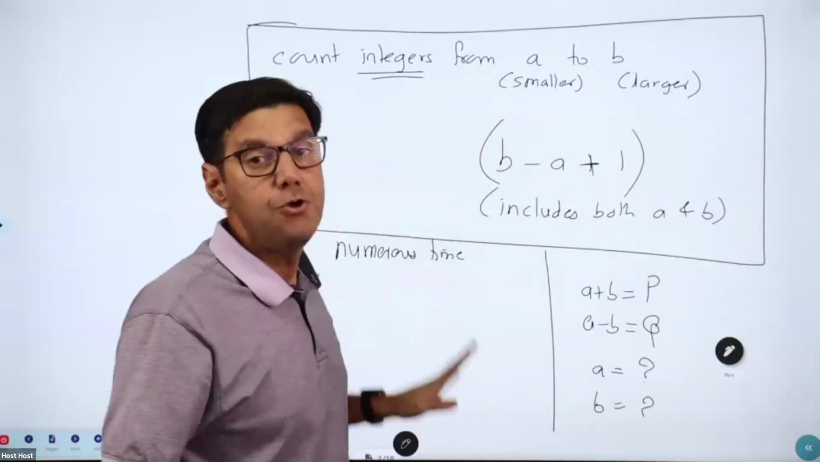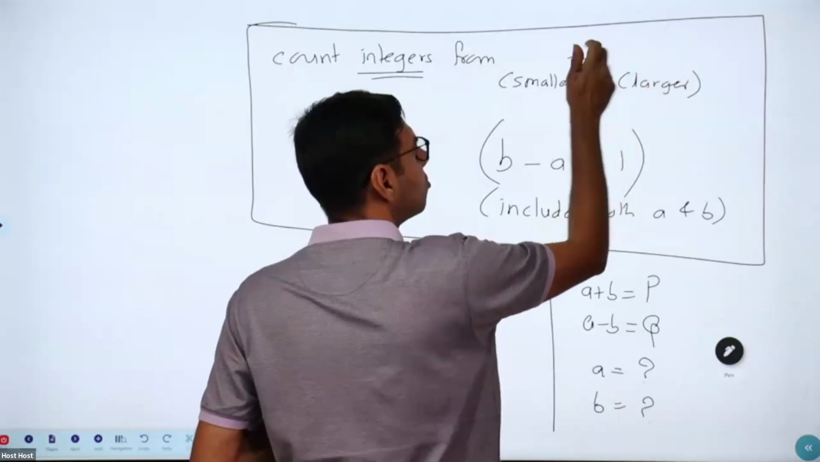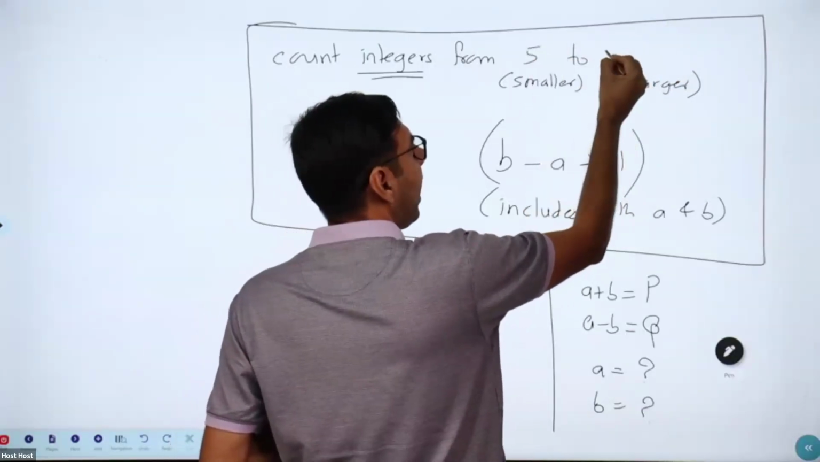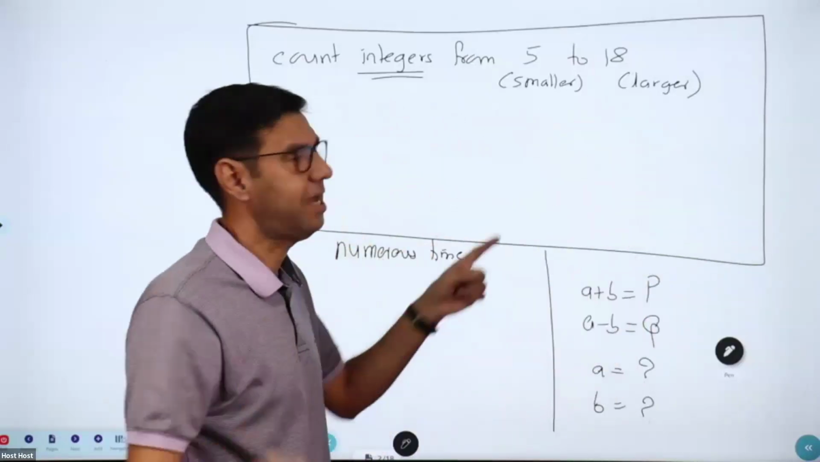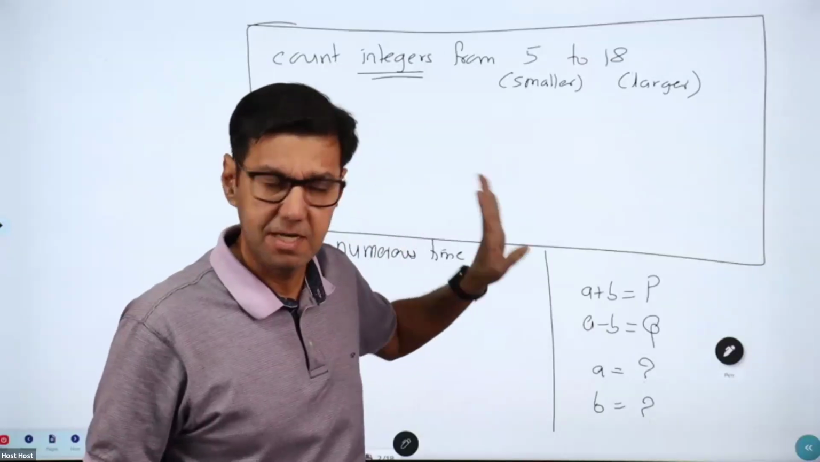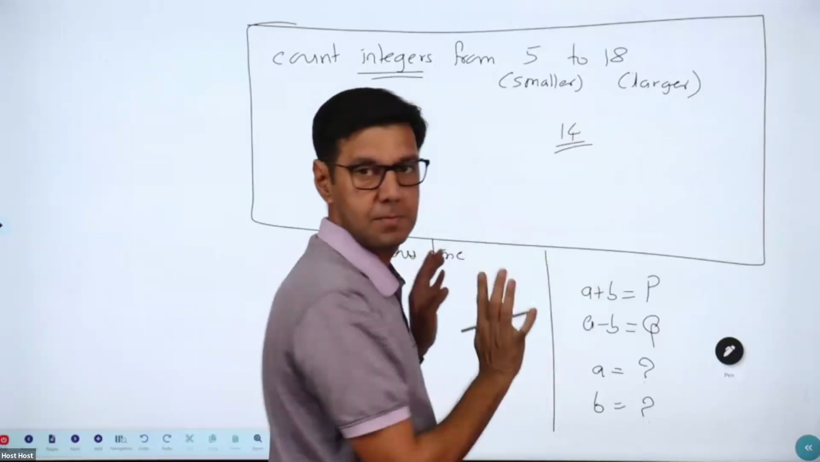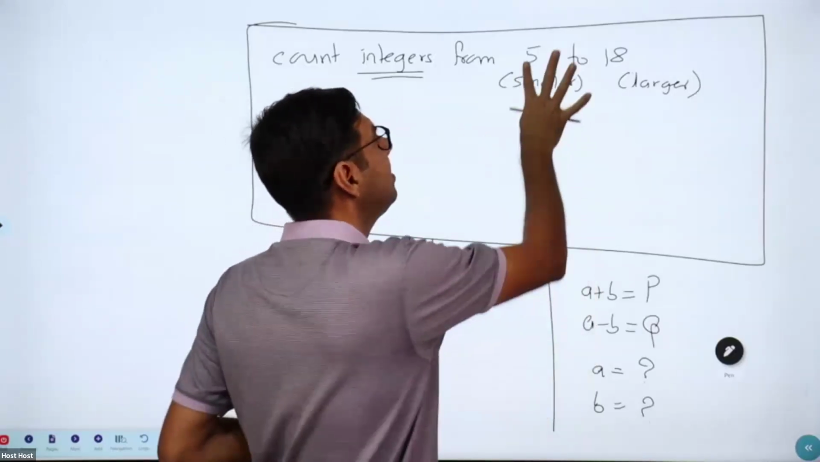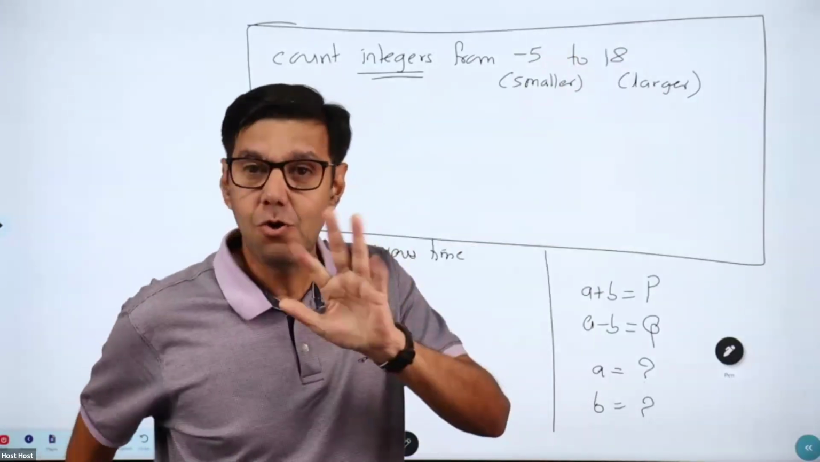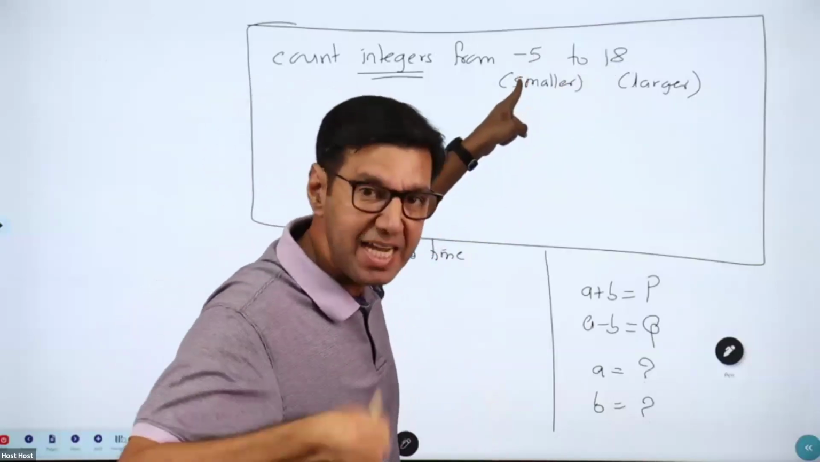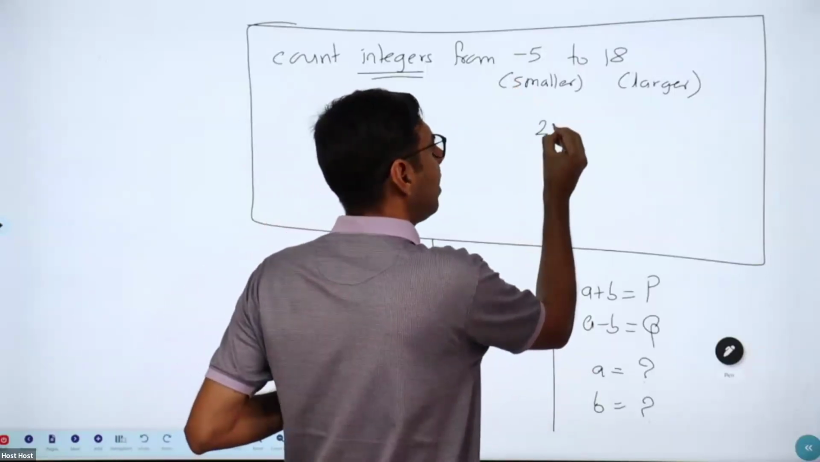Okay, and you do not have to worry about positives and negatives. If they are positive to positive, 5 to 18, how many values are there? 5 to 18, you should say it quickly. 18 minus 5, 13 plus 1, 14. 14 is the answer. The interesting bit is, even if it is from negative to positive, you don't have to worry. 18 minus of minus 5 is 23 plus 1, 24.